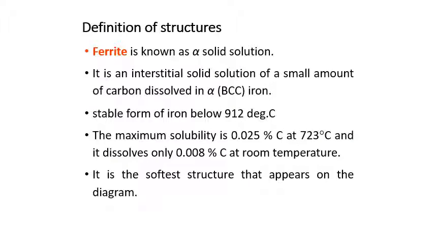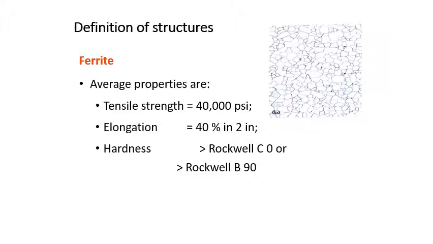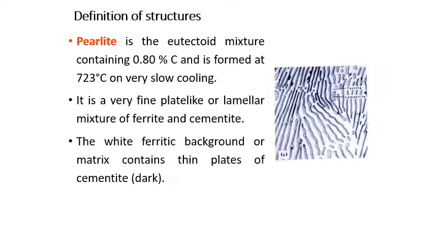Ferrite is known as alpha ferrite. As we all know, it has a maximum solubility of 0.025 percent at 723 degrees Celsius, and it decreases to 0.008 percent, in a BCC condition. The mechanical strength, the tensile strength, will be 40,000 psi, with elongation of 40 percent, which is fairly ductile in nature, and hardness is greater than 90 on the B scale.